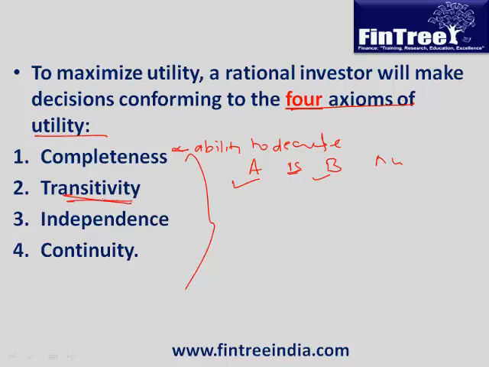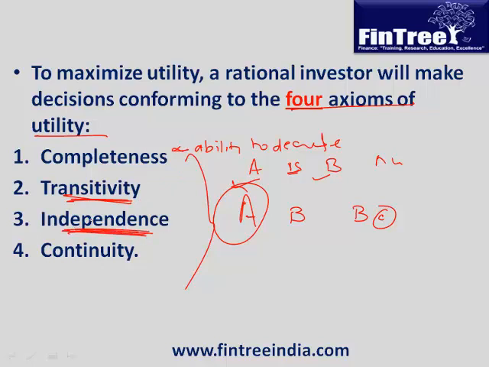The second one is transitivity. I'm sure you must be knowing this. What is this? Yeah, similar. If you prefer A over B and if you prefer B over C, then you have to prefer A over C. Okay, this is called transitivity. We had this in level 1 as well. The third one is independence.